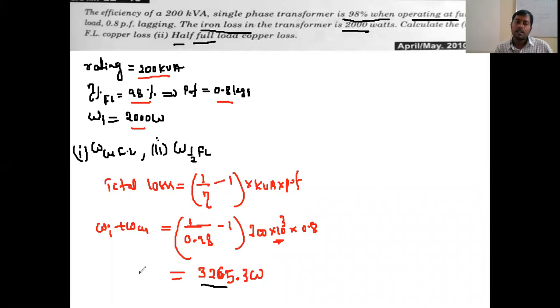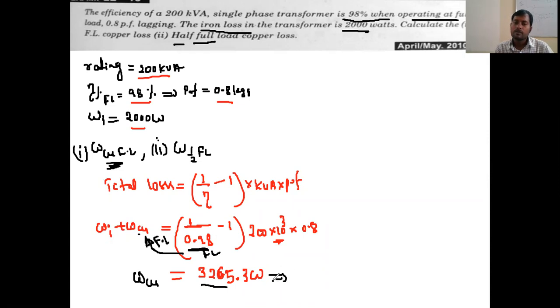Now we need to find the full load copper losses, W_Cu. Why is it full load copper losses? Because this efficiency is at full load. That's why these copper losses are also called full load copper losses. If the efficiency were at 1/3 load, then it would be different. I will explain that formula also.